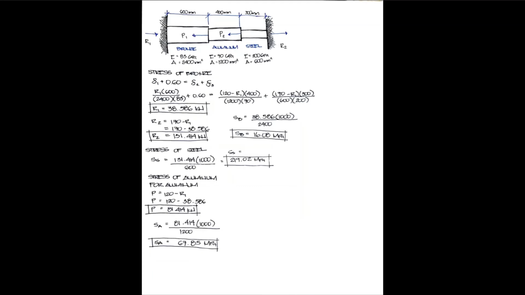And for the stress of aluminum, we have P is equal to 120 minus, substituting the reaction number 1, 120 minus 38.586, which yields for P 81.414 kilonewtons. And computing the stress of aluminum, we have 81.414 multiplied by 1000 over 1200, which yields for the total stress of aluminum 67.85 megapascals.